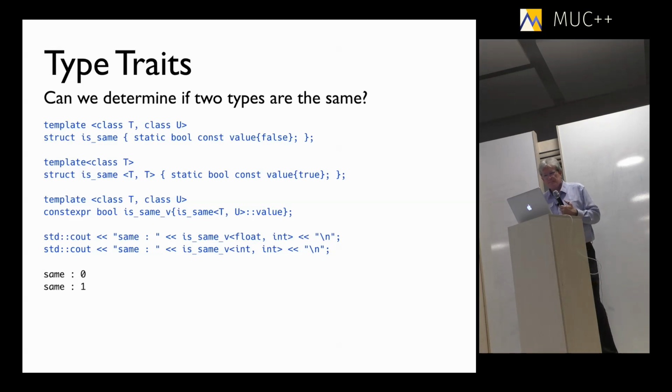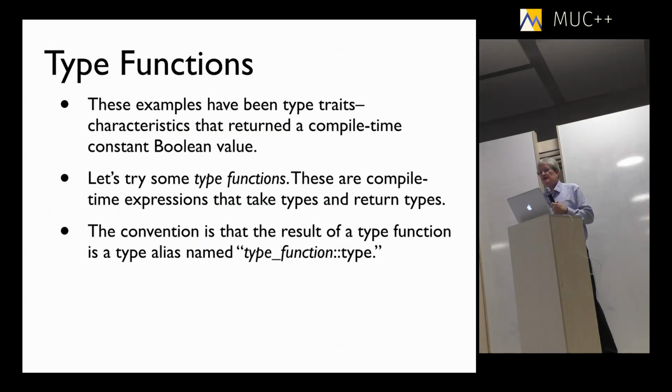All right. So now we want to start talking about type functions. We were talking about type traits, and type traits are values. They are attributes of types that we can query at compile time. But now we want to talk about type functions. What's a type function? A type function is a function that you pass one or more types to as parameters, and what you get back is a type. Before we were getting values back, now we want to get types back.